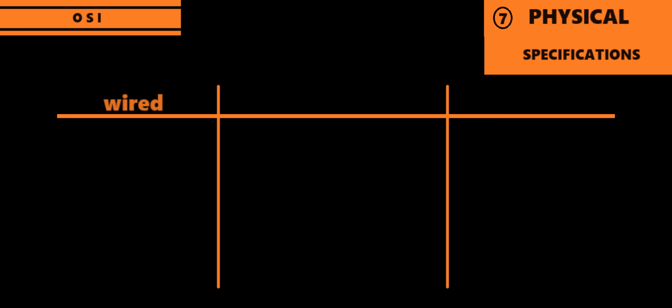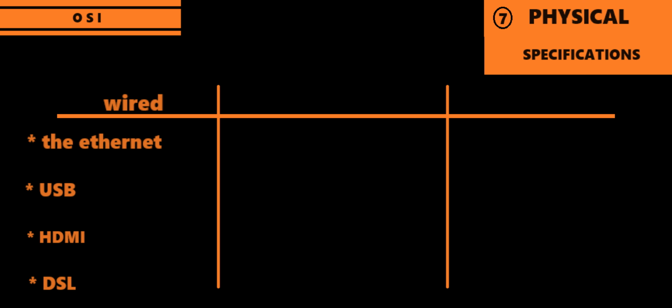Now let's talk about some specifications that are used in this layer. We can divide them into three groups. Firstly, the wired group, which uses specifications such as the Ethernet, which is widely used in the LAN network, the USB or Universal Serial Bus, the HDMI or High Definition Multimedia Interface, and the DSL or the Digital Subscriber Line, which is used in the telephone lines.